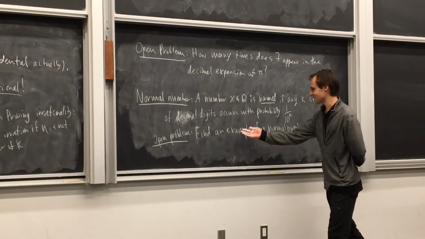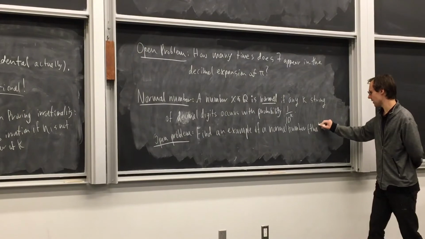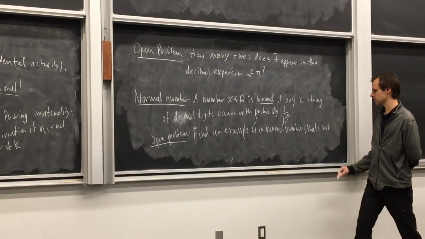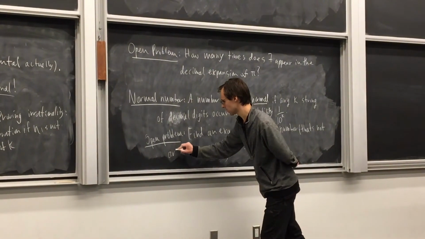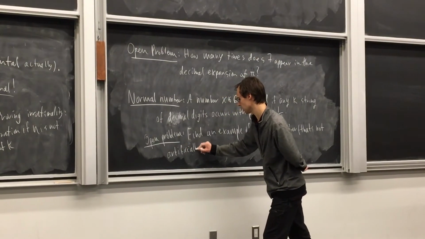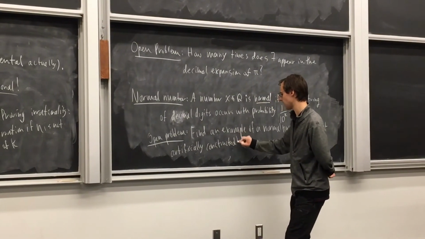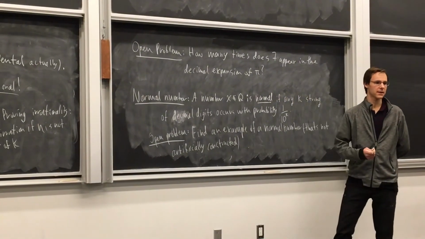So there's an open problem. Find an example of a normal number, I'll put in brackets here, that's not artificially constructed. Because we could artificially construct one. Let me give you an example of such a number.